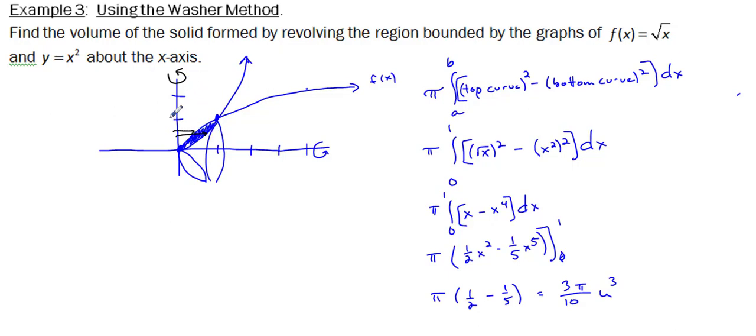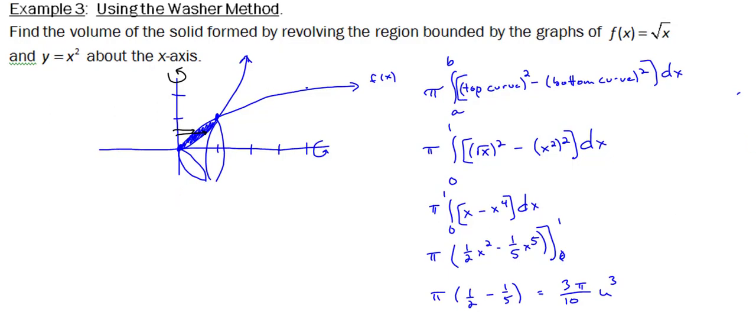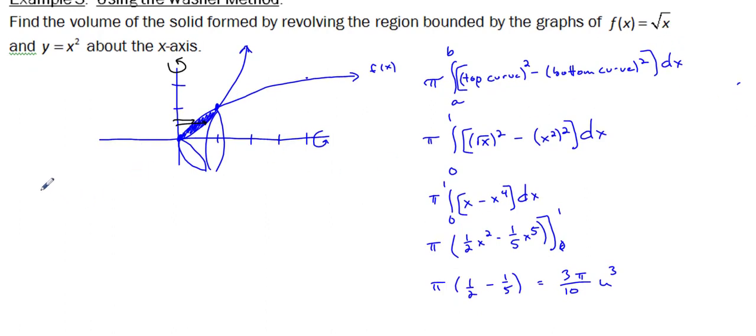Now, since we're revolving around a vertical axis, we have to write our equations x in terms of y, correct? So let's start off by doing that. I'm going to say y equals square root x, and then solving for x, square both sides, x equals y squared. All right, now we take the other one, solve for x, y equals x squared, square root both sides, x equals square root y. And it would be plus or minus square root, wouldn't it? We're only going to take the positive value over on this side, quadrant 1.